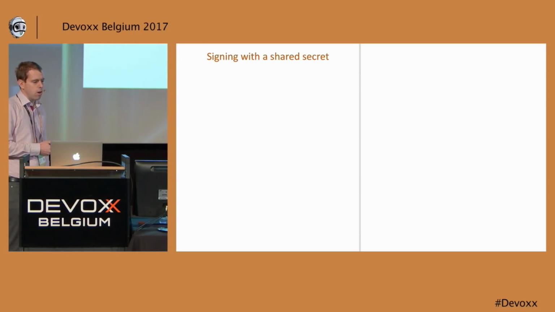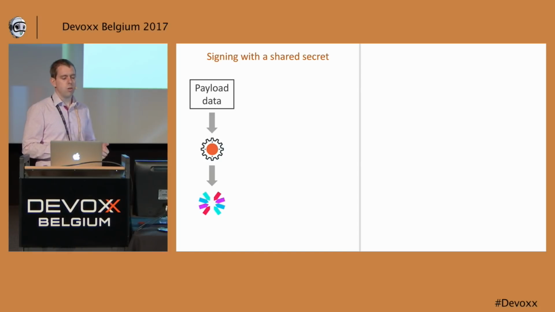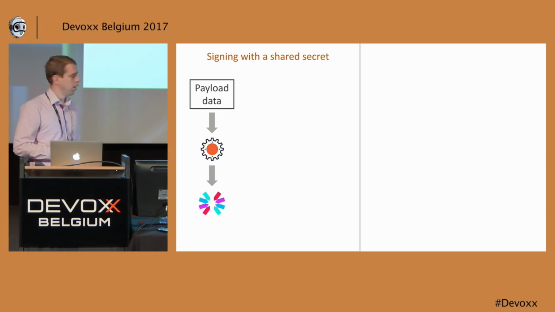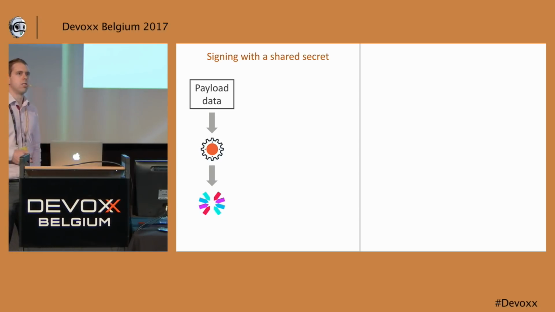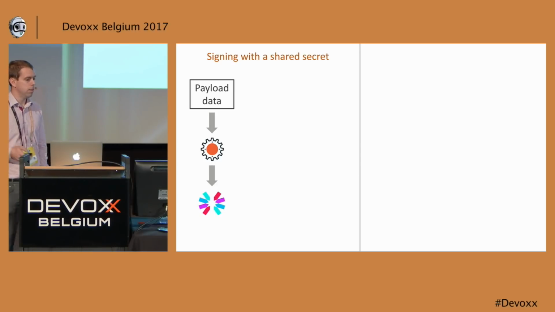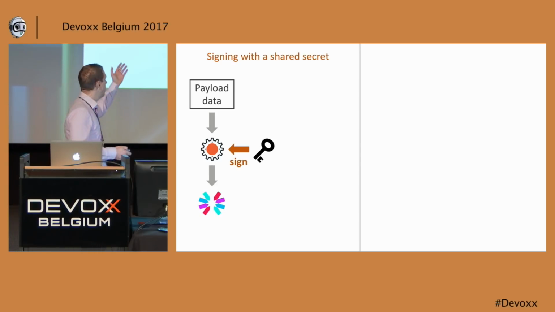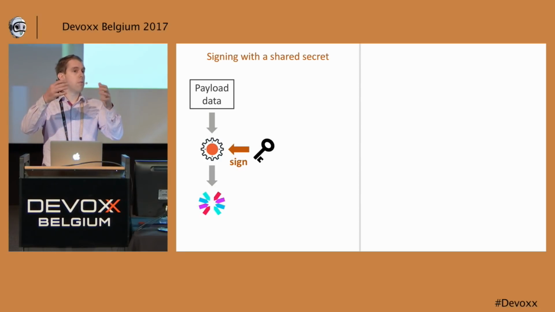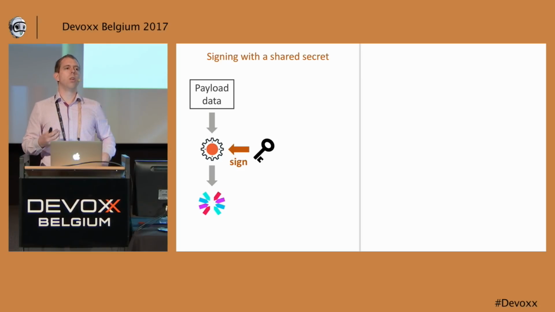The one we saw so far is signing with a shared secret. So essentially what happens there is if you have the payload data and you send it through the library, out comes this very colorful JWT token. I'm not sure why this is the logo of the JWT library, but well, it's there, so let's use it. So what's happening here is you have a shared secret and you give that as input. And with that input, the server or the library generates a signature and attaches it to the token.